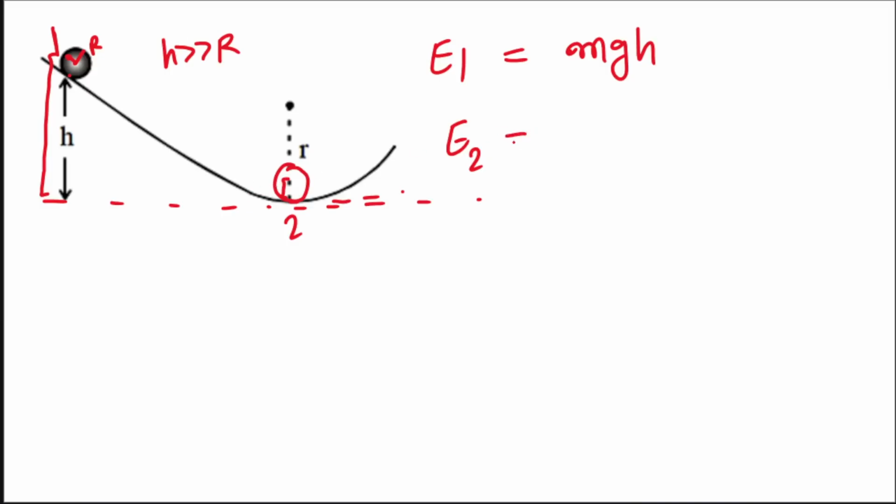ठीक है. So at E2 the potential energy is 0, and here the kinetic was 0. Kinetic will be what? It will be both translational and rotational. So you will be writing half mv square plus half I omega square. ठीक है. So we can do E1 equal to E2, but for that we need one more thing.